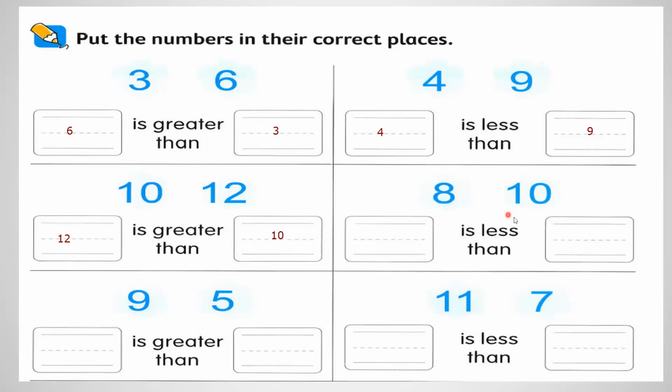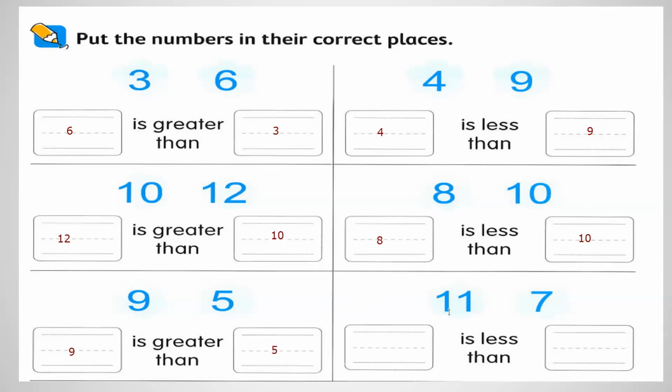Here we have 8 and 10, and the word is less than. Less means small. What is the small here? It's 8. So 8 is less than 10. Next, we have 9 and we have 5, and the word is greater than. Greater means big. So which is bigger? It's 9. So we will say 9 is greater than 5.